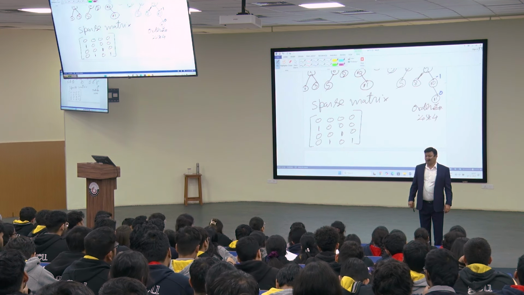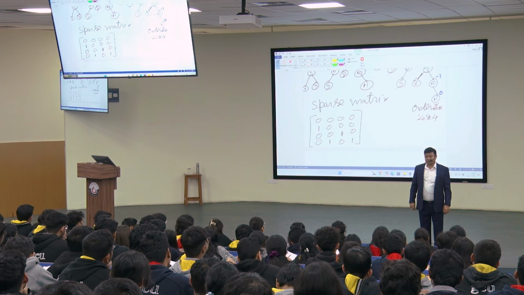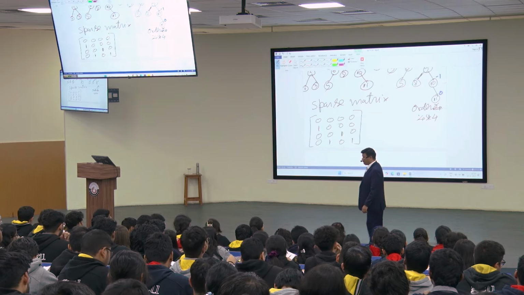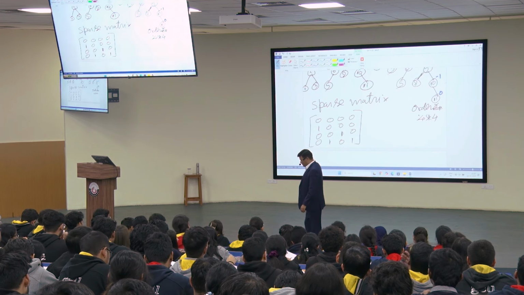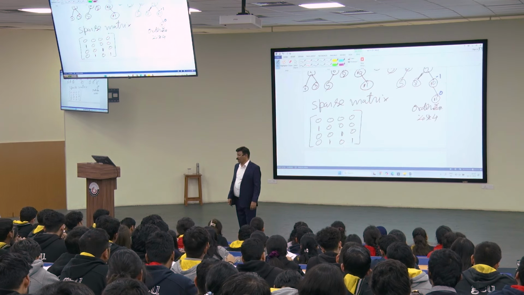So you will have row number, column number, and element. How many places? 16 places. But sparse matrix is a matrix where majority of elements are 0. And what is the sparse representation of a matrix?